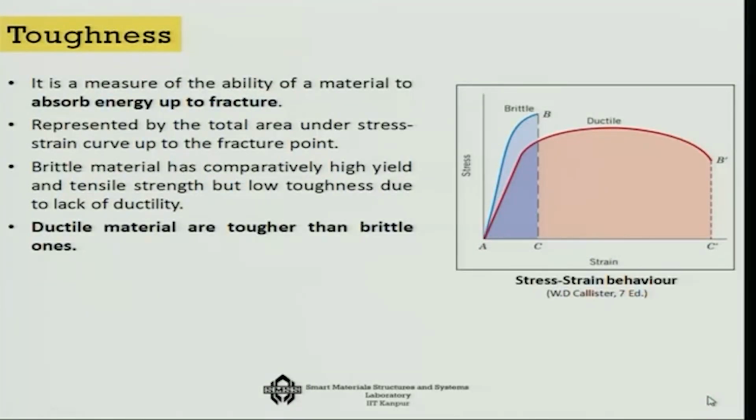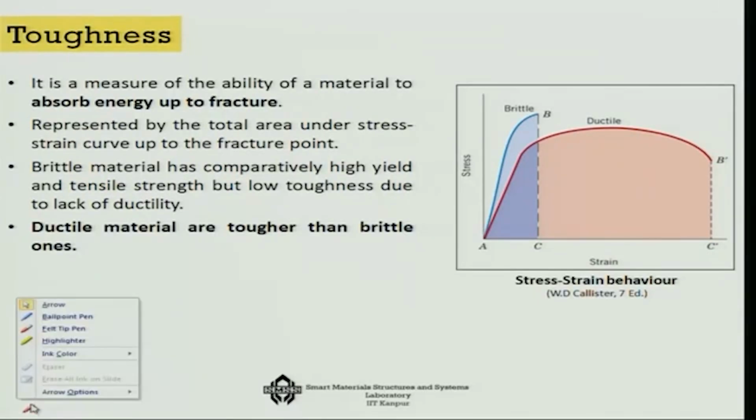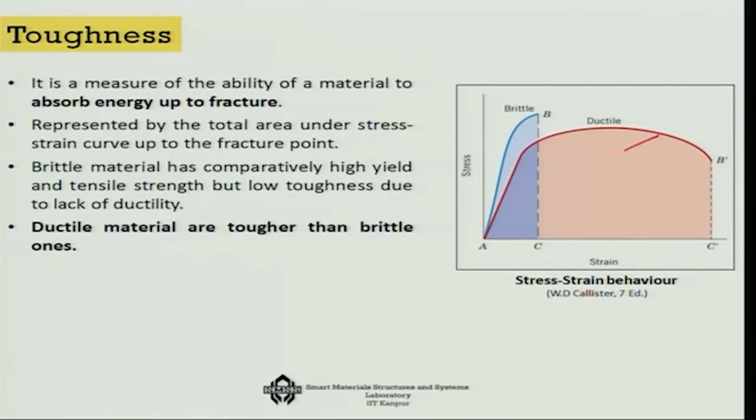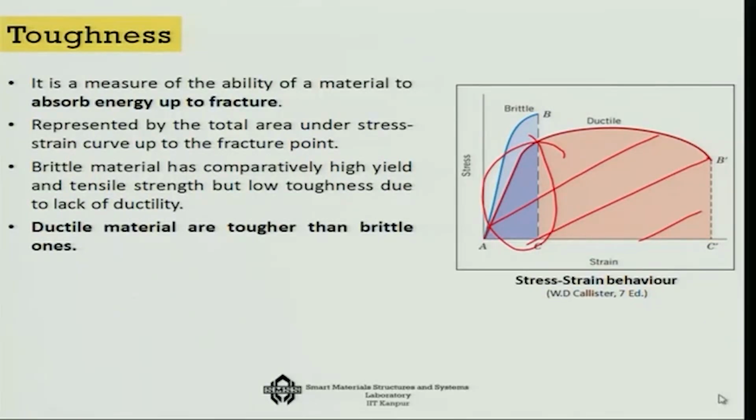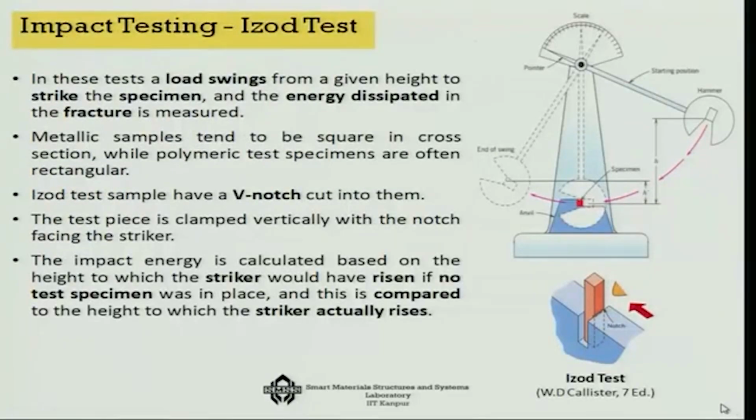The last important property in this direction is toughness. Toughness is also the area under the stress strain curve, just like the earlier case, but here you are considering the plastic region also. Earlier you confined yourself within the elastic region, now you are considering the plastic region too. In fact, the important tests in this direction are the IZOD and Charpy impact tests.